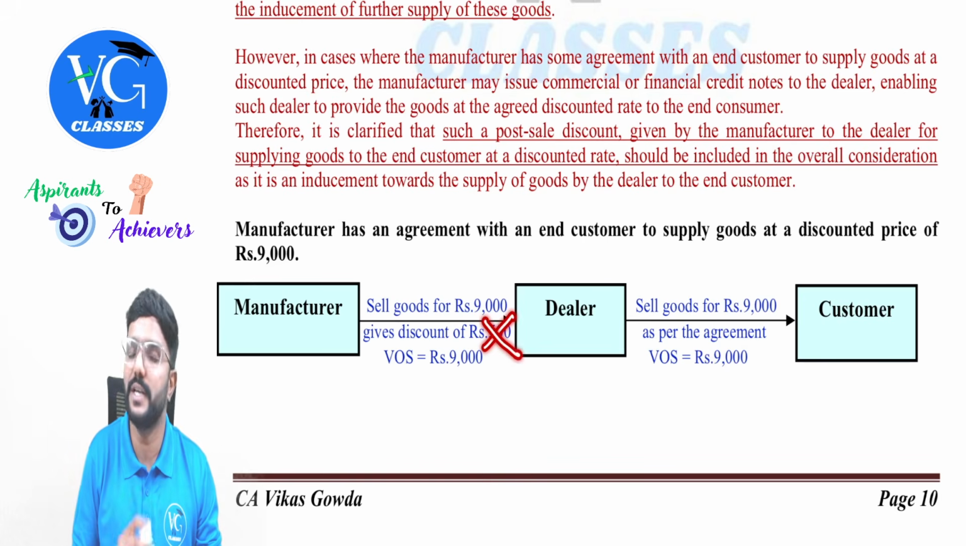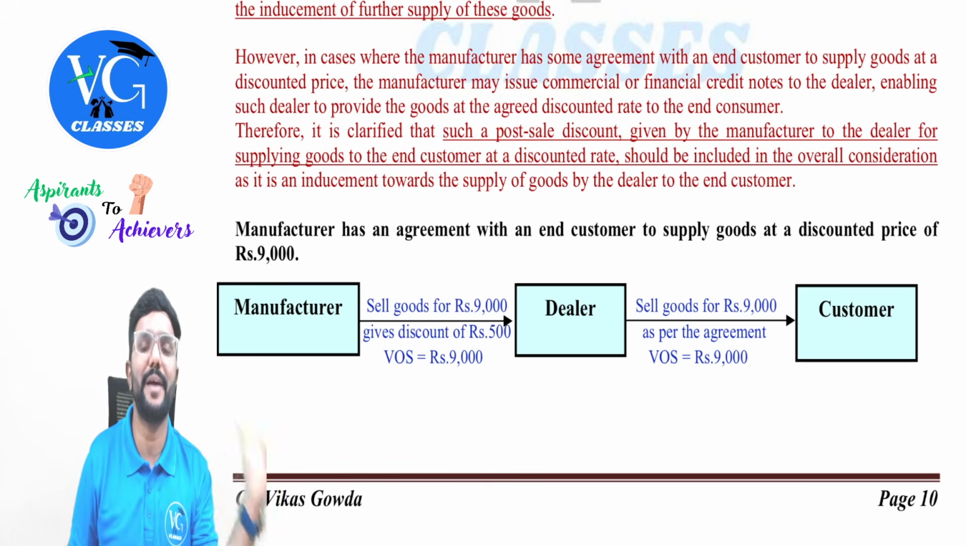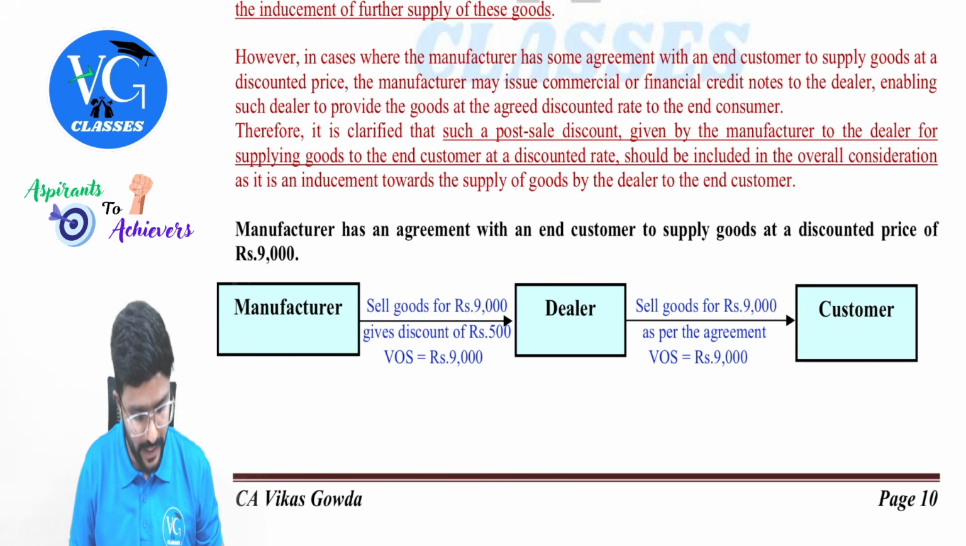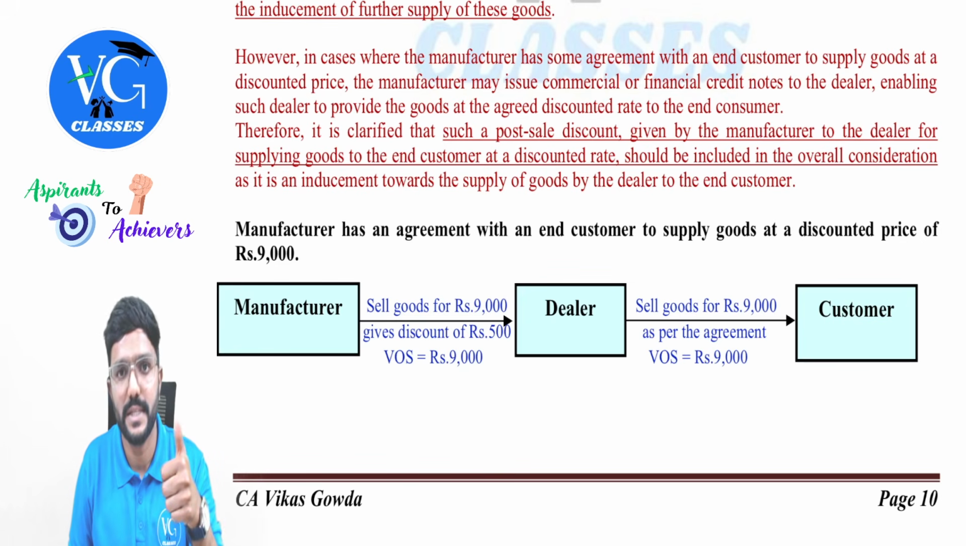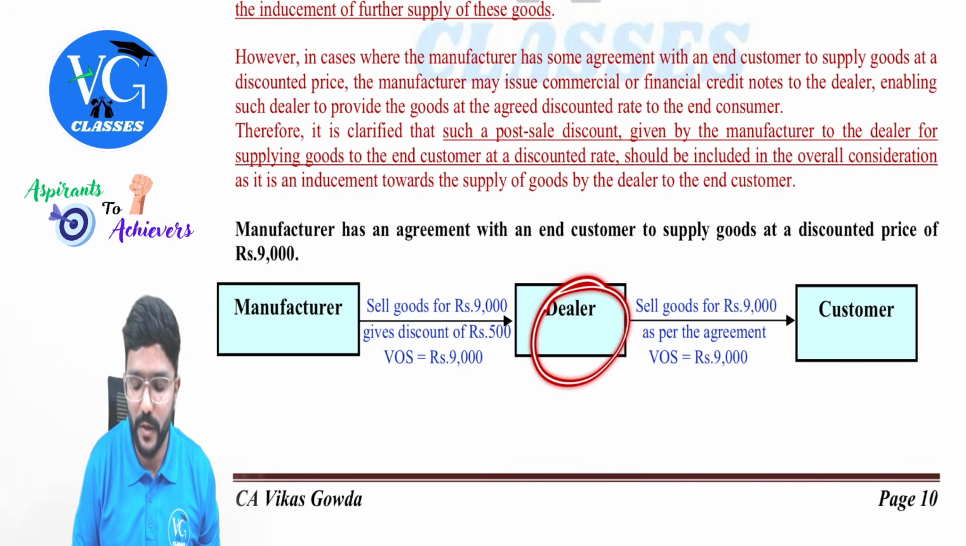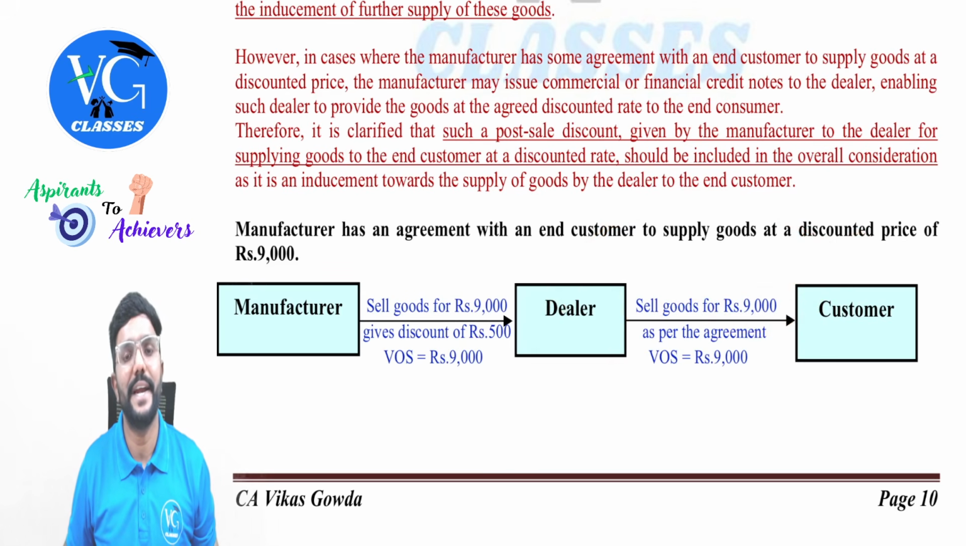Sir, should we exclude the discount while calculating the value of supply to the manufacturer? No. So the value of supply for the goods sold by manufacturer to dealer would be 9,000. Is that clear? Because it is an inducement for a dealer to sell the goods for 9,000. To whom? To the end customer.